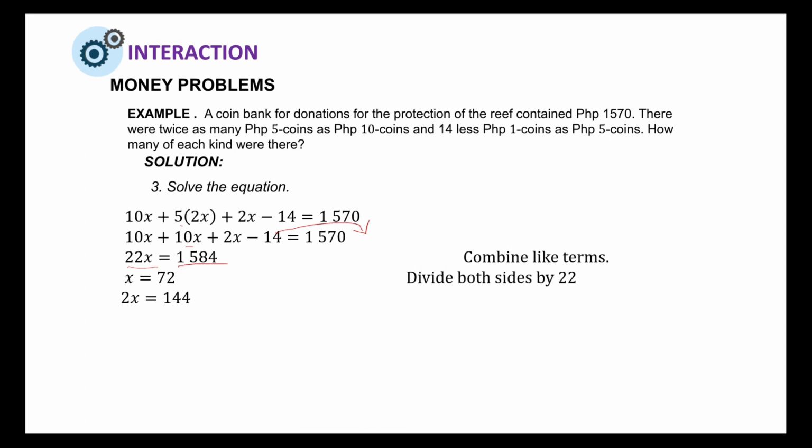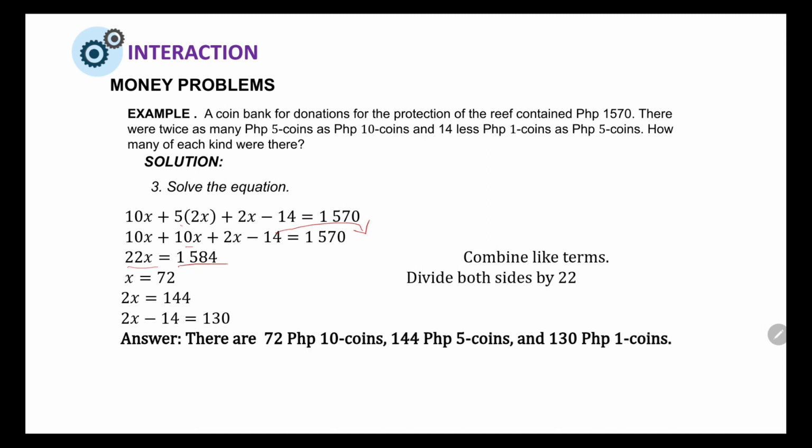So meaning, we have 2x is equal to 144, and 2x minus 14 is equal to 130. Which means that there are 72 10 peso coins, 144 5 peso coins, and 130 1 peso coins.